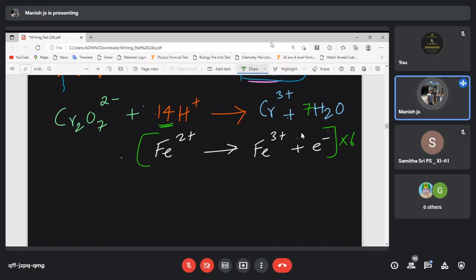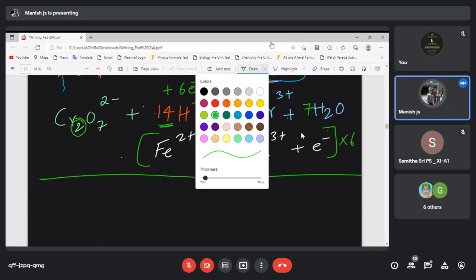The same way here also 6 electrons I am going to put. 14H+ plus 6 electrons. So I am putting here also to balance the entire equation. And chromium, there are two on the left side and one on the other side, so put a 2 here. So after seeing all that, accordingly you balance everything. Once you have balanced the equation, I am going to write the total overall equation.